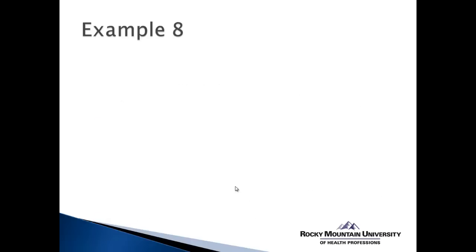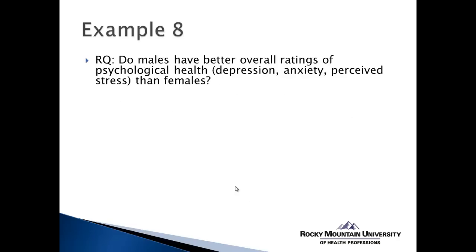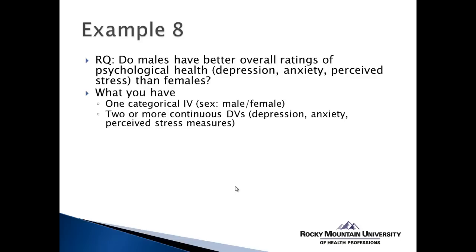Now our last example might be, do males have better overall ratings of psychological health, such as levels of depression, anxiety, and perceived stress, than females? So what do we have here as far as variables? We have one categorical independent variable, in this case gender or sex, male versus female. But now we have two or more continuous outcome variables. So we're going to measure depression and anxiety and stress levels.